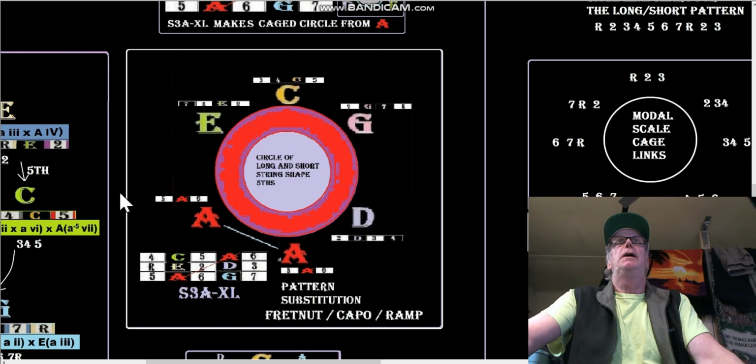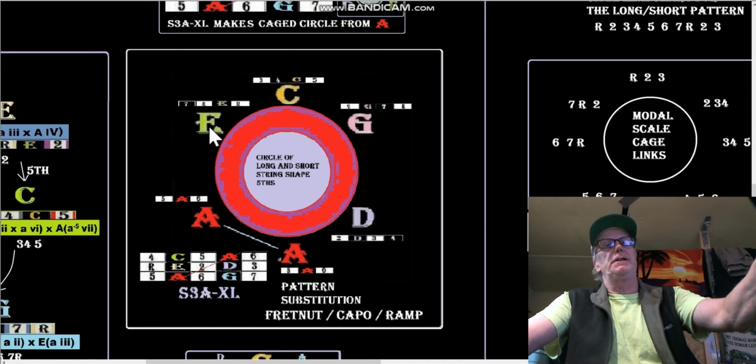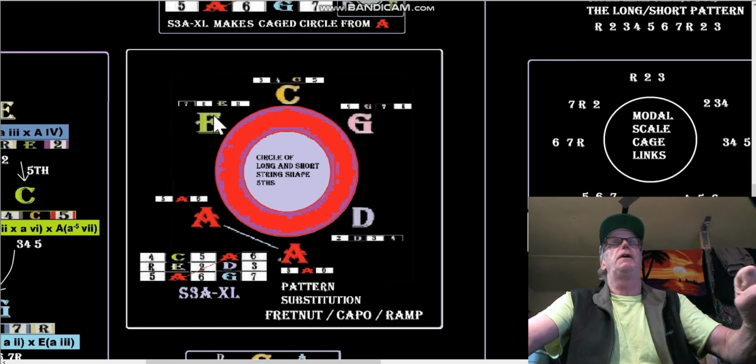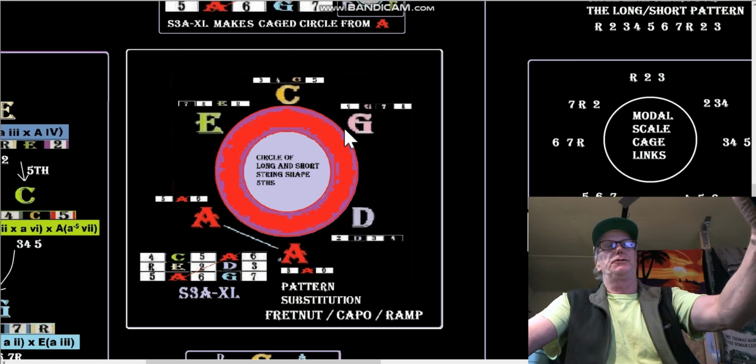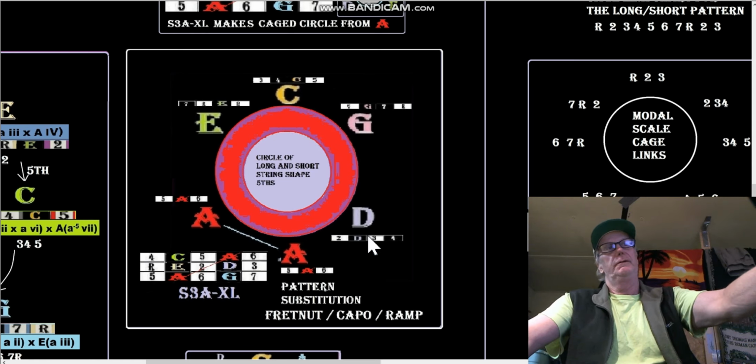All right, so the E cage is a little different, but the E cage 145 is E A C. It's a minor chord, first inversion. The rest of them are 145. The G cage is G C D, which is 145. The D cage is D G A, which is 145. Okay, that kind of thing.